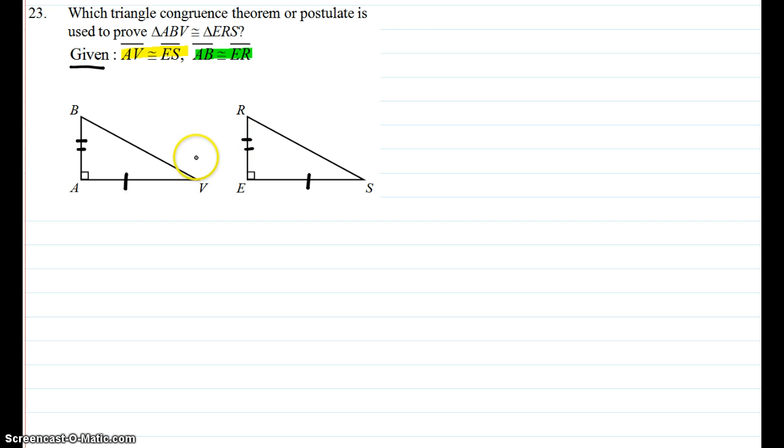So using this information, is it going to be side, side, side, side, angle, side, or angle, side, angle? So you can see we start with this side, and then we have a 90-degree angle. And since we have a 90-degree angle, this angle and this angle will be congruent. And so we have side, angle, side.